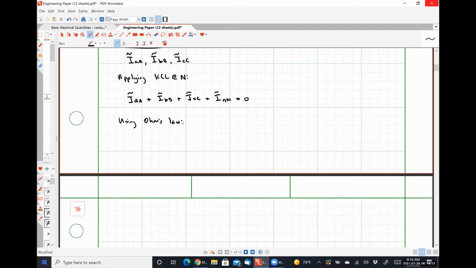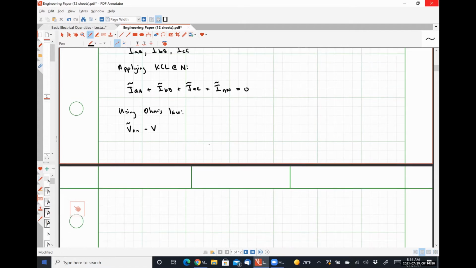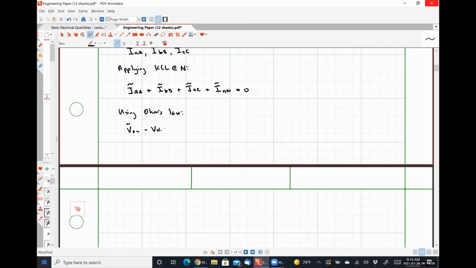So using Ohm's law, we would have VAN minus VNn divided by ZWA plus ZYA.